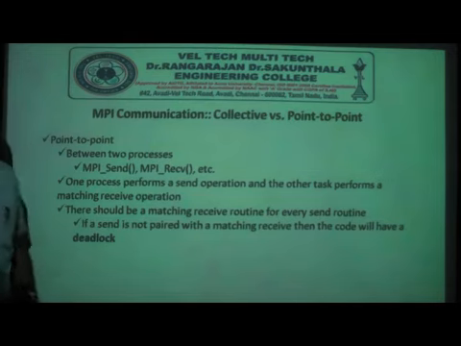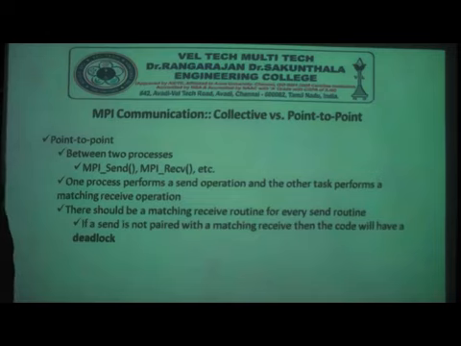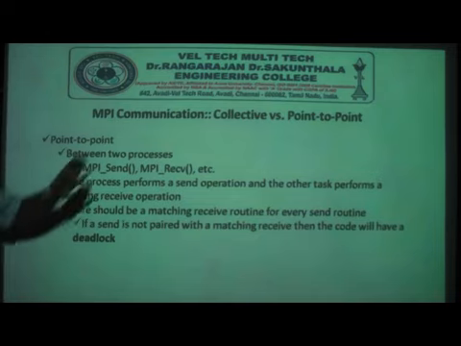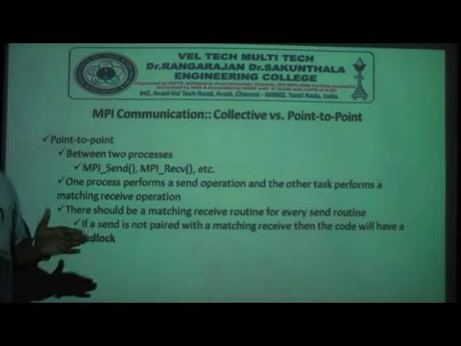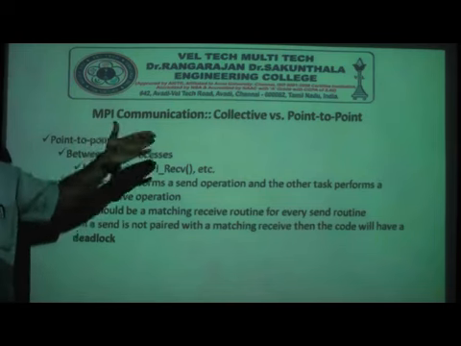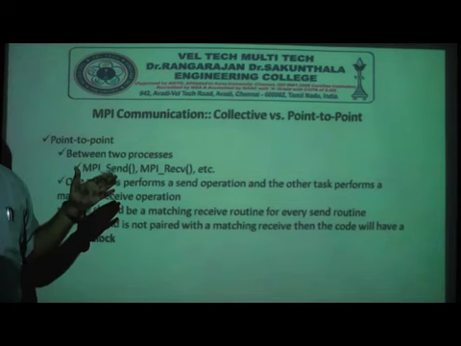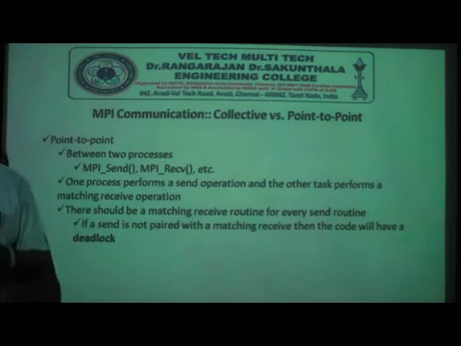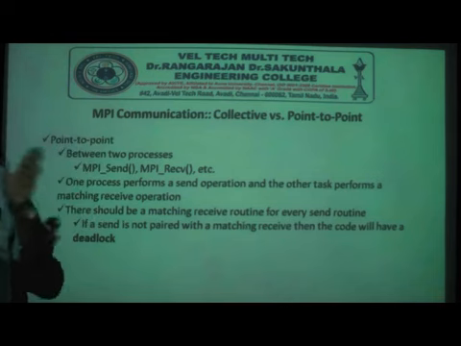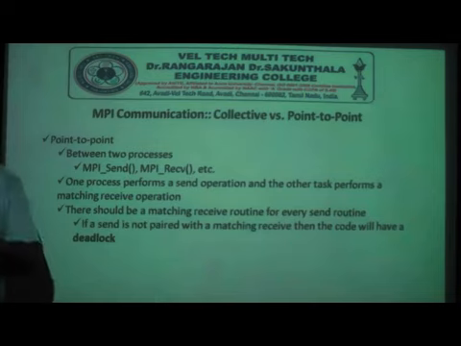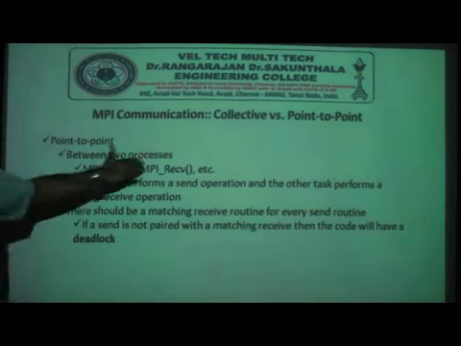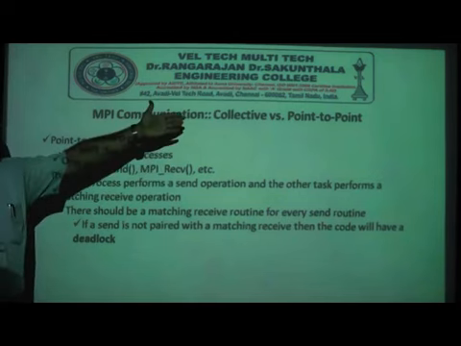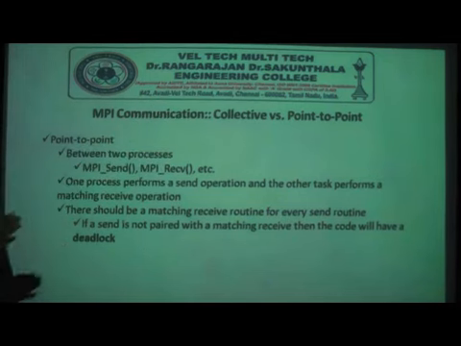Then communication. From the MPI communication point of view, it is categorized into two types: one is point-to-point communication, another is collective communication. The main difference is that in point-to-point communication, none of the internal nodes are involved. Only the direct sender and receiver are involved. You can transfer the data from sender to receiver directly using two basic commands, the send command and the receive command. In collective communication, we can include all the nodes.